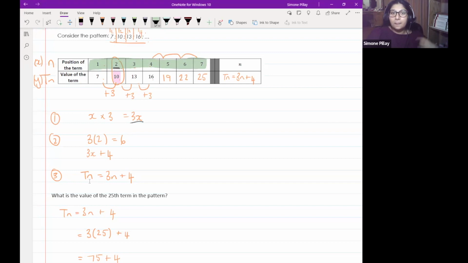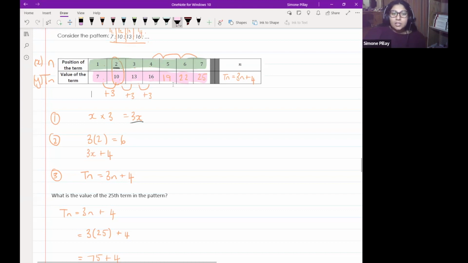Yes, ma'am. Okay. And then we have the value of the term. The value of my term is my output. So remember, we're dealing with number patterns. So my output is what creates the pattern. The output is really where I'm going to find my number pattern. And those are what we call my outputs. You with me there? Yes, ma'am.